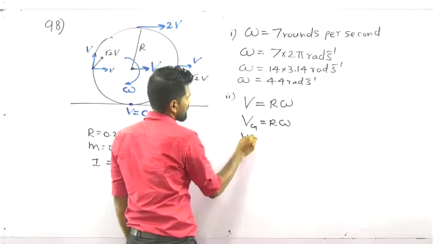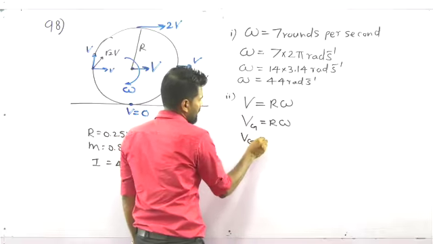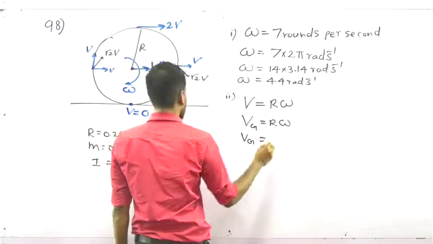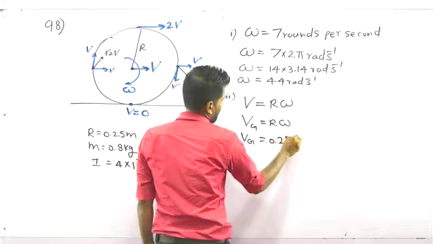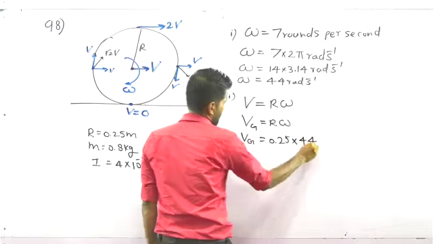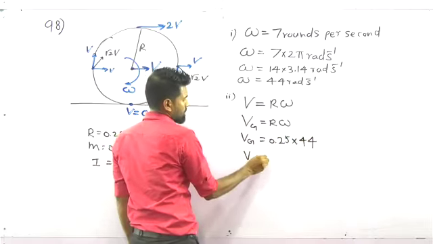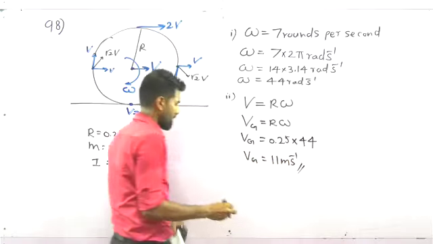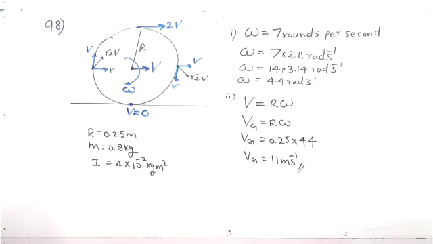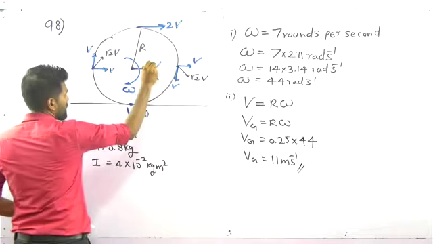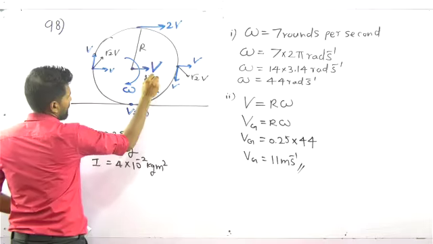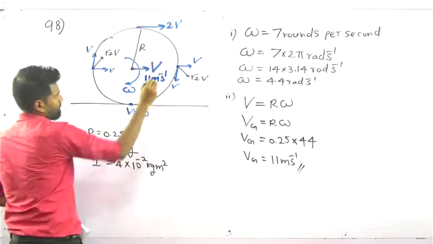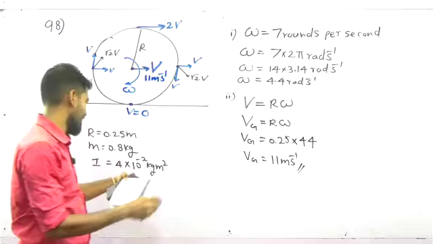So the linear velocity in the center, R is 0.25 and omega is 44. So the velocity in the center is equal to 11 meters per second. What is this? It's the velocity in the center, this v. 11 meters per second. Okay, what's the next thing they ask?